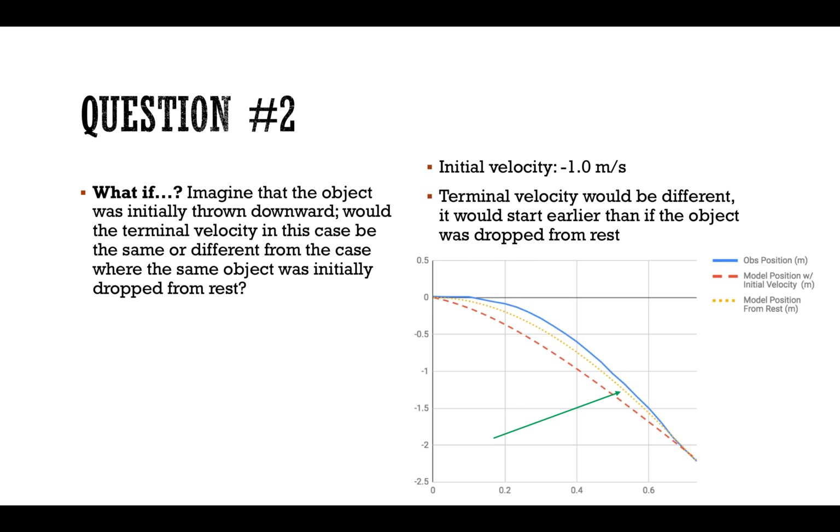To answer the second question, if the object was thrown with an initial velocity, the terminal velocity would occur faster than if the object was dropped from rest. The head of the arrow demonstrates the point at which the object begins to move at a constant rate, and this is earlier than if the object was dropped from rest. The object would also be predicted to drop further.